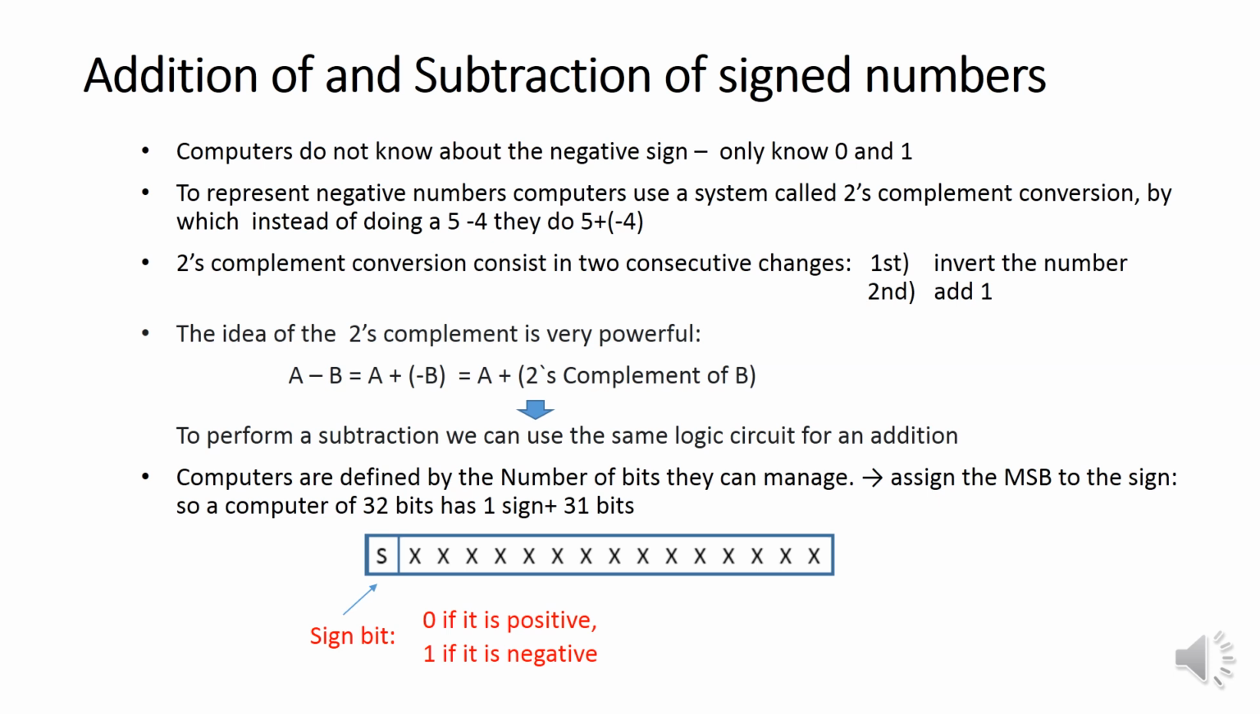The idea of the 2's complement is very powerful because to perform a subtraction, we can use the same logic circuit for an addition. For example, in this equation, the negative number minus b can be represented by the 2's complement. And in this way, the subtraction has been converted into an addition.